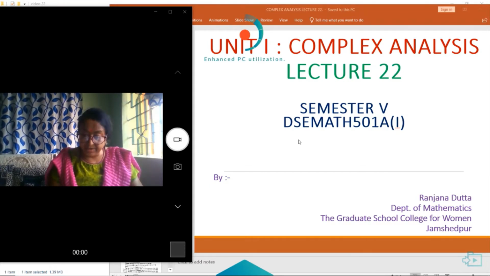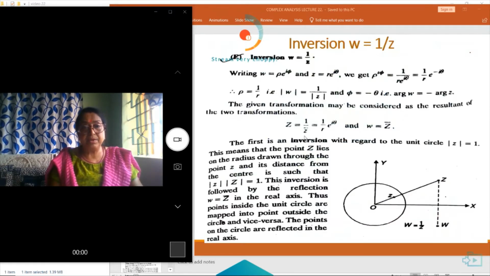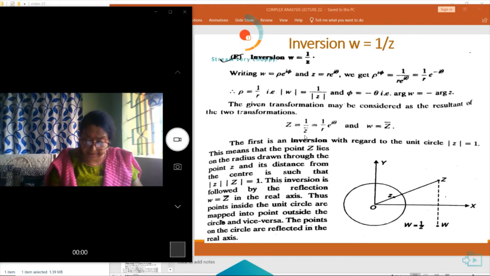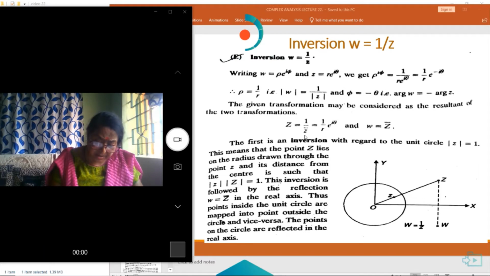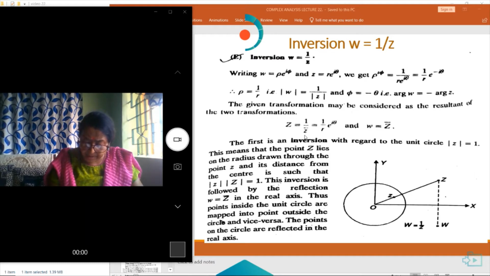Today we will study the inversion, that is, if W is equal to 1 by Z. Writing W is equal to rho e to the power i phi, and Z is equal to r e to the power i theta, W is equal to 1 by Z can be written as rho e to the power i phi is equal to 1 by r e to the power i theta, which can be written as 1 by r e to the power minus i theta. So rho is equal to 1 by r.